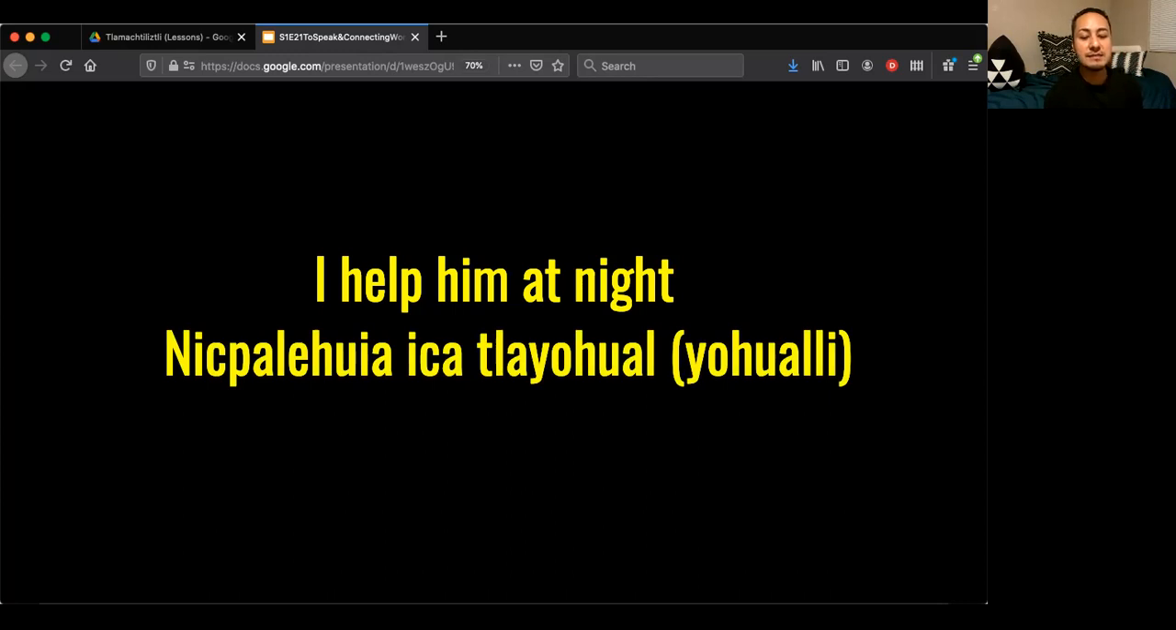What I wanted to say is this ika is like during the night. So even though in English we translate it as at night, if you think about it, you're saying during the night. So now I would just say nik palewia ika tlayowal, during the night. To say during the day, the word for day is tonati, or tonali in other varieties. In a variety, tonali could also mean day, depending on the context. But you would not say ika tonati or ika tonali, because there's a specific word in Nahuatl to say during the day, and that would be tonayan.